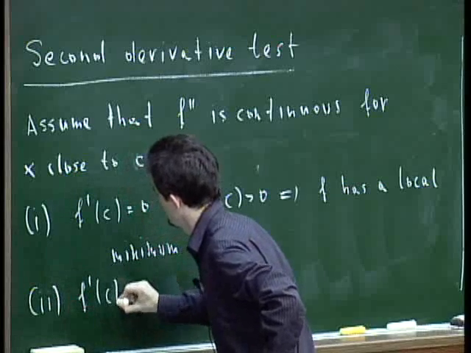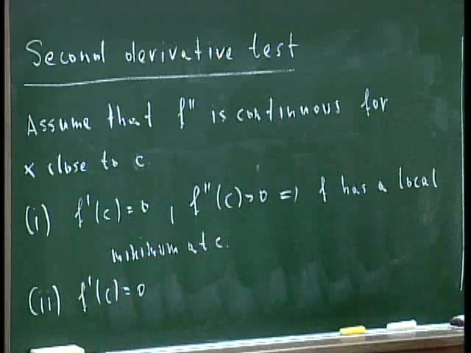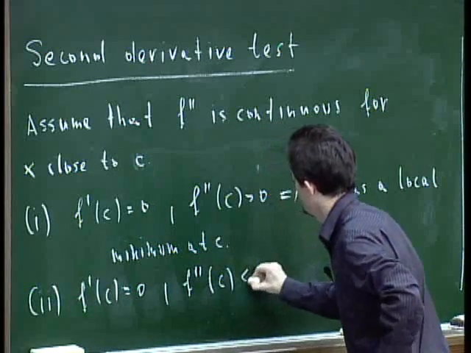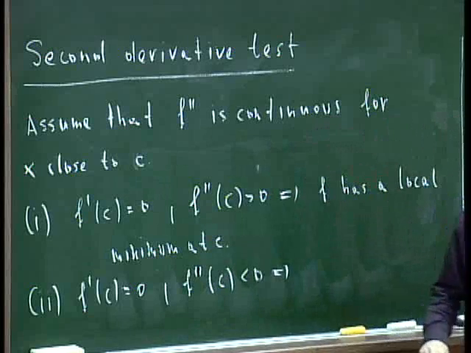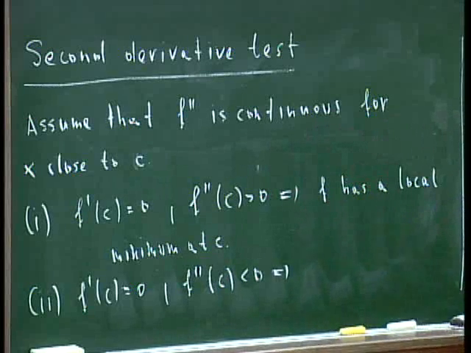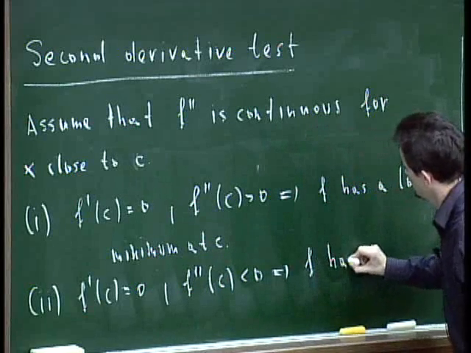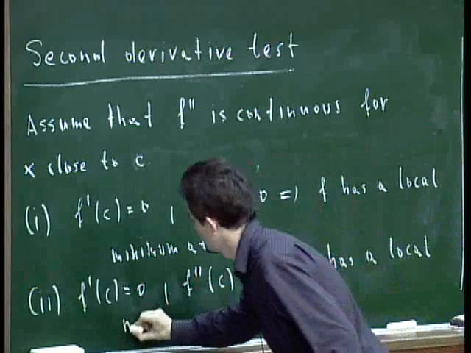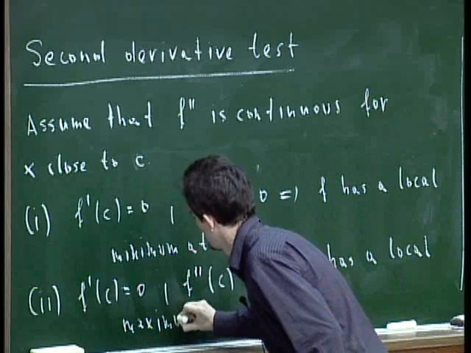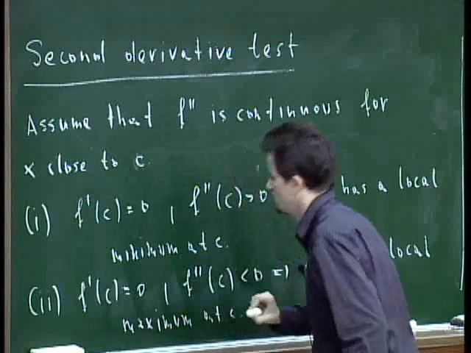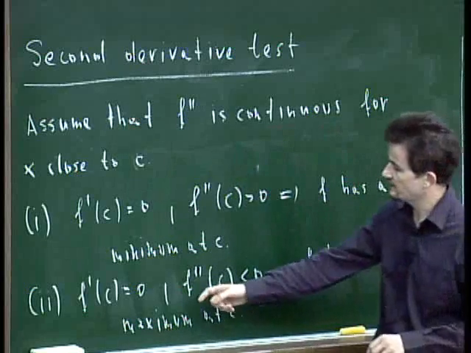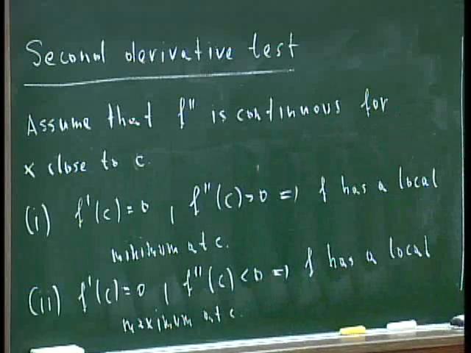And if the derivative of f at C is equal to 0 and the second derivative is smaller than 0, okay, then by replacing f by minus f, it's clear that f must have a local maximum at C. Okay, we will discuss the situation where the second derivative is equal to 0 in a few minutes. So first, let's prove this result here.